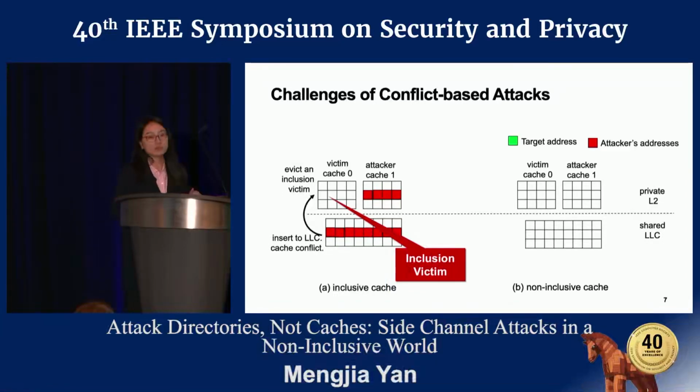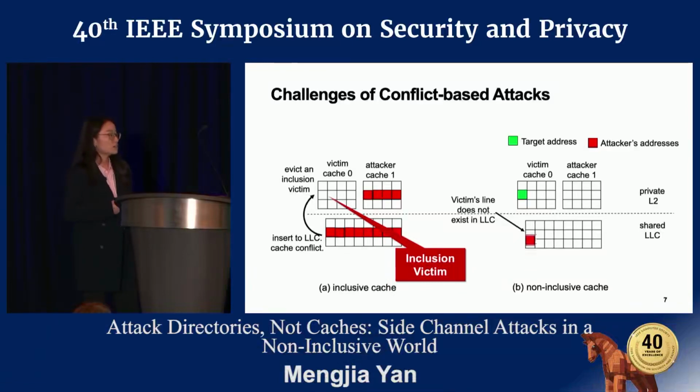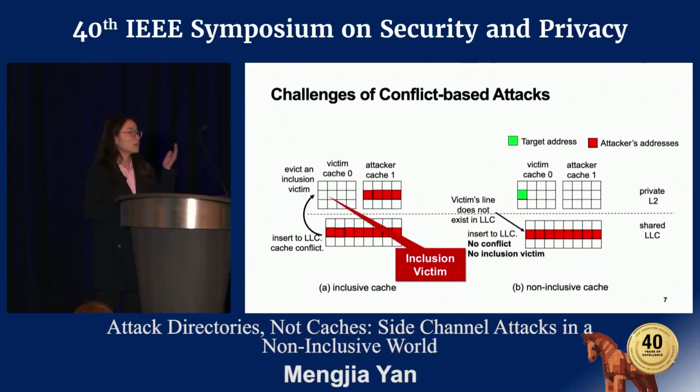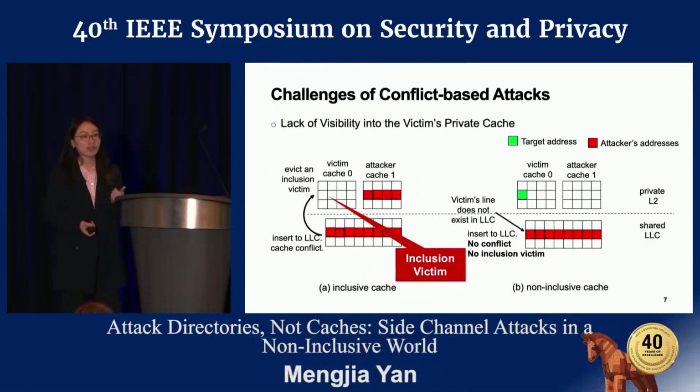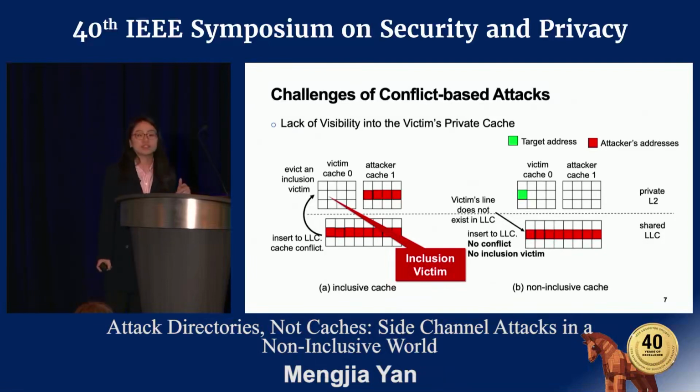But things will not be like this on a non-inclusive cache, because to begin with, when the victim accesses the target address, the line will not be duplicated in the LLC. And after this, no matter how many lines the attacker accesses, even if the attacker takes the whole LLC, it can still not create cache conflicts, and no inclusion victims can be created. Therefore, without the capability to evict the victim's line, the attacker loses visibility into the victim's private cache. That's why conflict-based attacks are very difficult on non-inclusive caches, and that's why people believed they would fail.